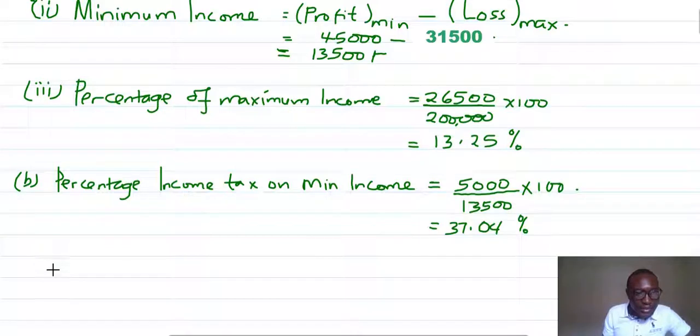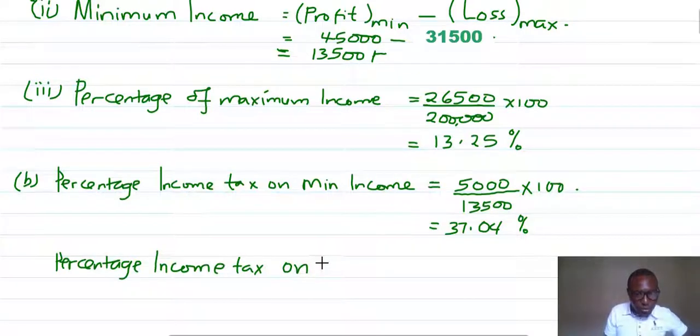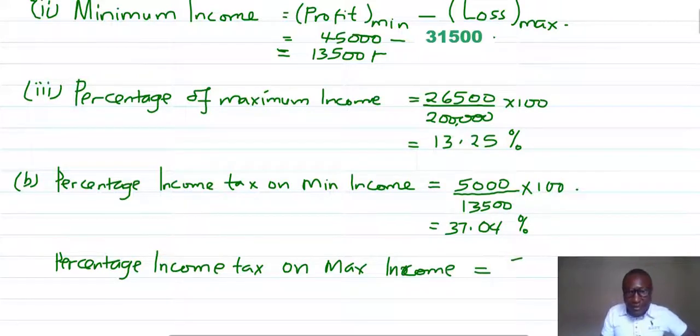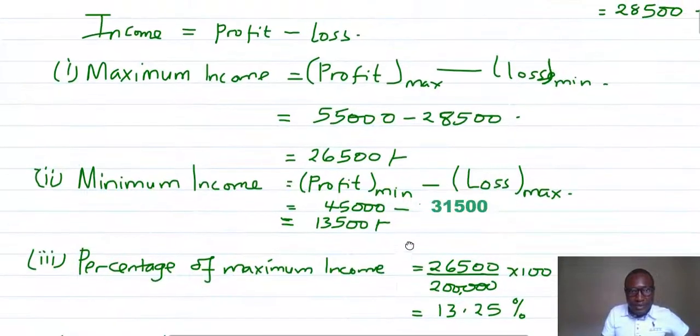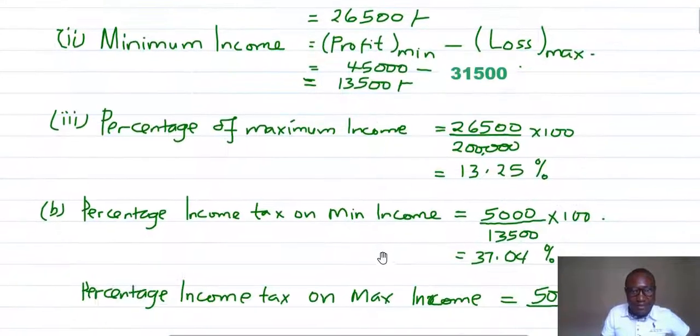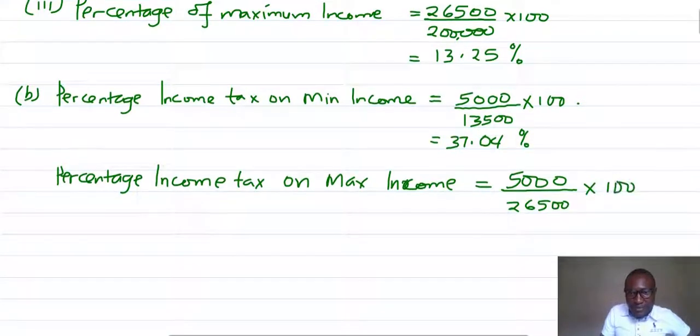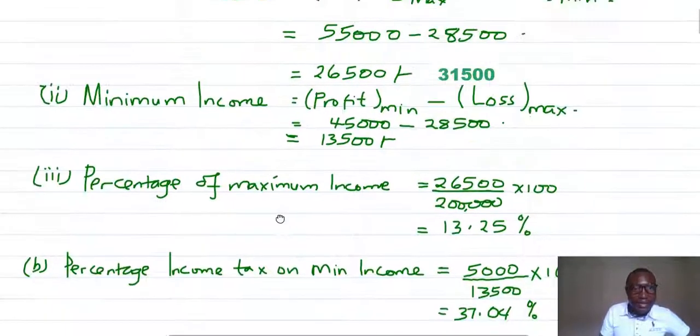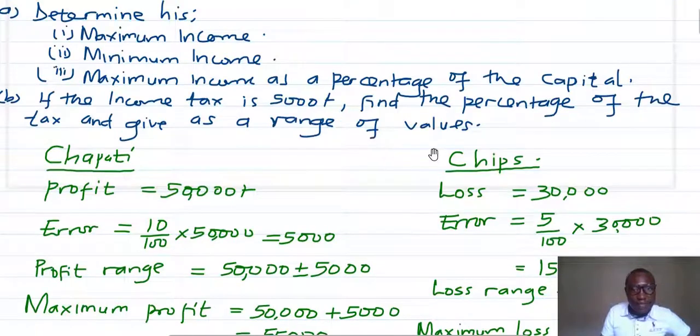Let us also get the percentage income tax on maximum income. So percentage income tax on maximum income, this is going to be equal to 5,000 divided by the maximum income, which we have here 26,500, then times 100. So when you press on our calculators, we shall have 18.87%.